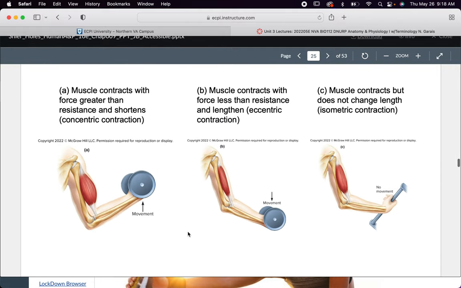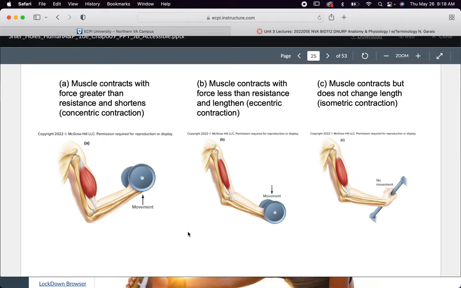Now let's look at this one, and let's break this one down because I had a couple of questions regarding this. You have three types of contraction: concentric, eccentric, and isometric. So concentric, think of what? Con means with. So it's going with the movement. That means you're working with me, right? I can lift this thing.